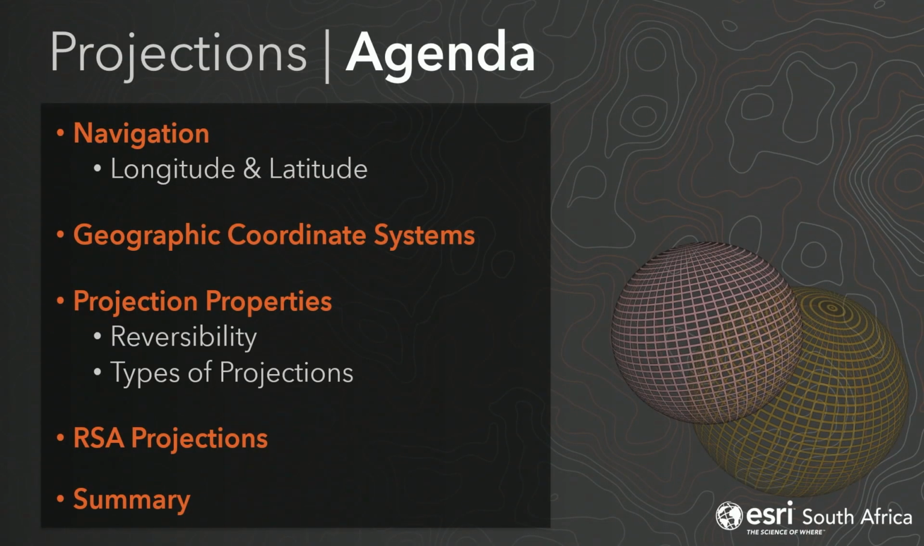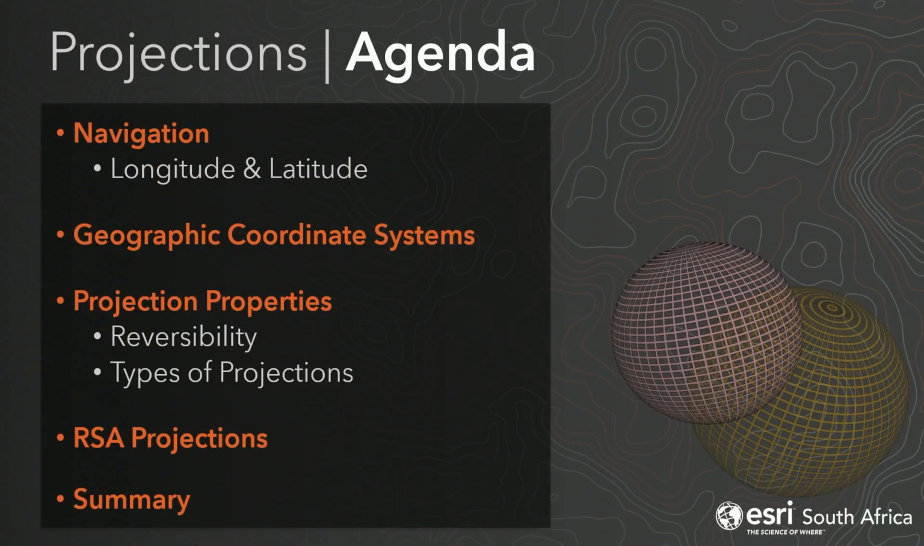Finally, what are the South African projections? What ones do we use? And which ones should be used for different scales or different applications, and then some which potentially should be used with circumspection. And then finally, wrap this up.